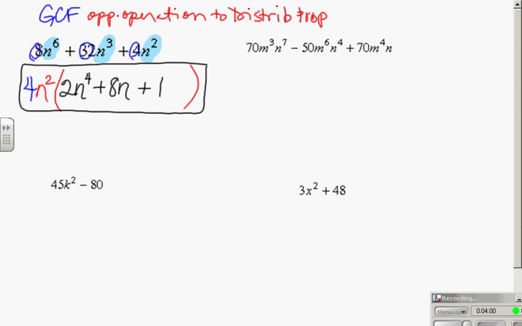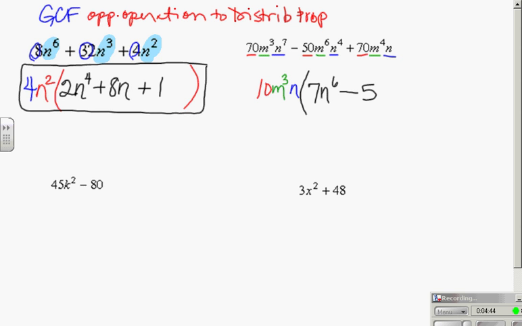Trust me. If we look at this next example and we start looking at the common factors there, 70, 50, and 70 have a common factor of 10. When I start looking at the variables, m to the 3rd, m to the 6th, m to the 4th, m to the 3rd is the common factor. And when I look at n to the 7th, n to the 4th, and n, n is a common factor. So when I divide these out, 70 divided by 10 is 7. M to the 3rd divided by m to the 3rd is 1. N to the 7th divided by n is n to the 6th.